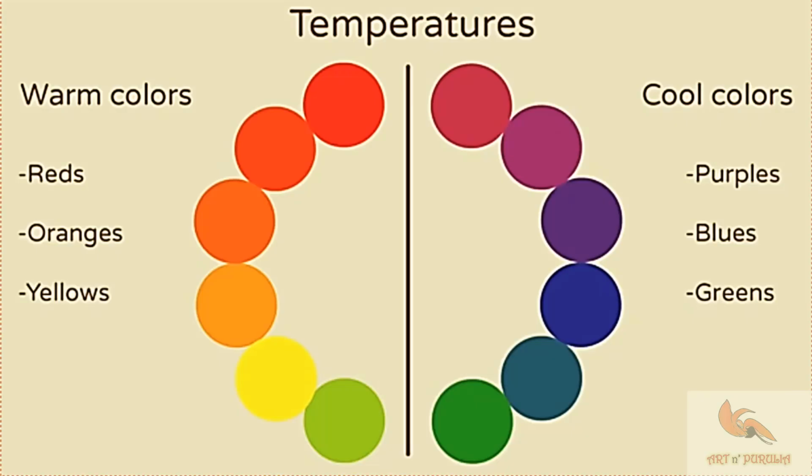Colors can be classified as cool or warm. A warm color is orangish and a cool color is bluish. Even red can have a cool shade and green can have a warm shade.